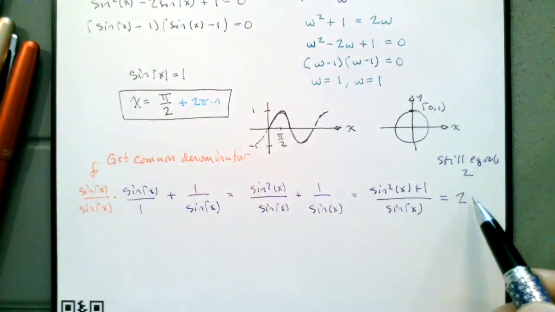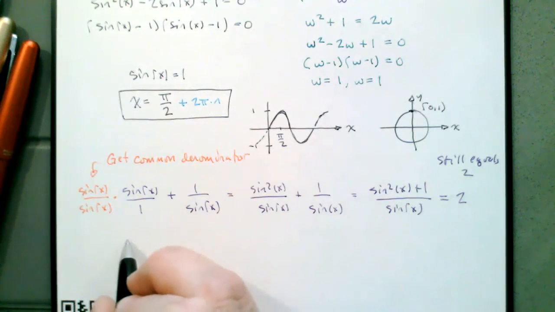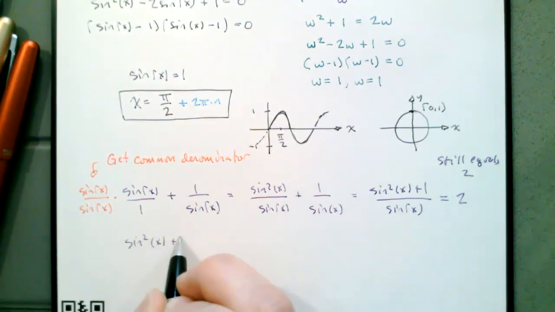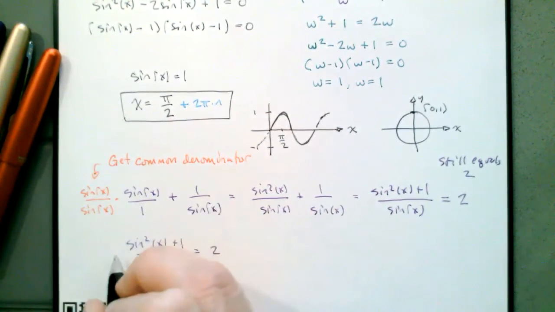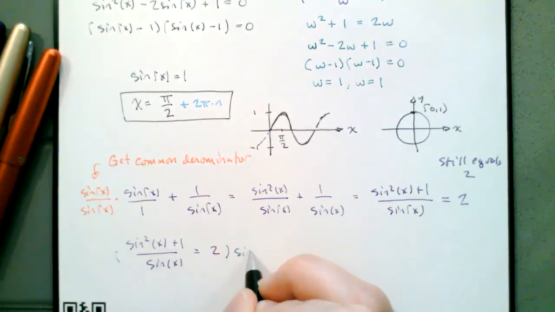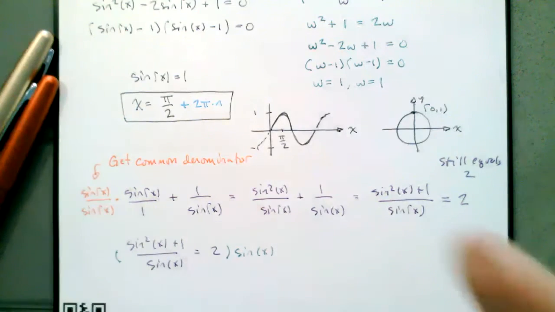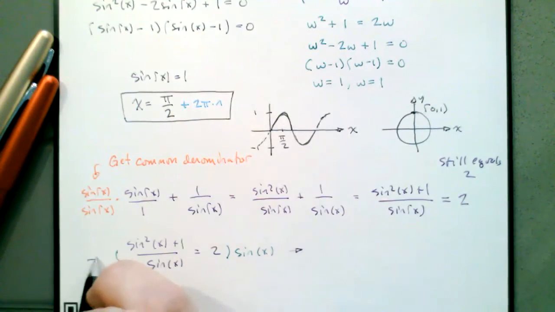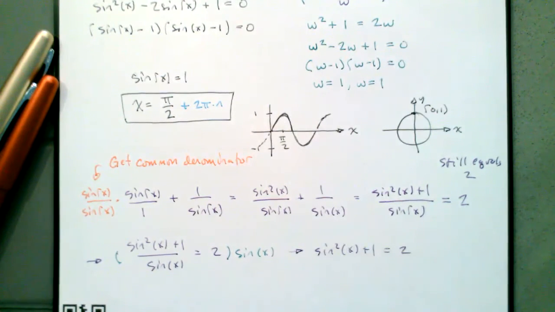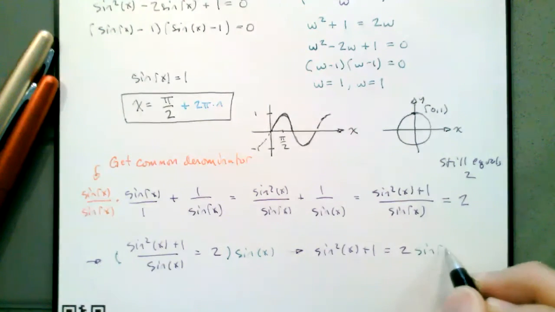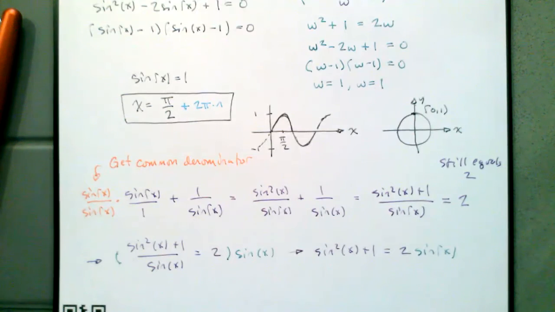So this is still equal to 2. If I multiply both sides of the equation by sine x, the sine x cancels on the fraction side, and I end up with sine squared x plus 1, and on the other side, 2 times sine x, which is the same situation we were in before. Okay, right, got it. Thank you.